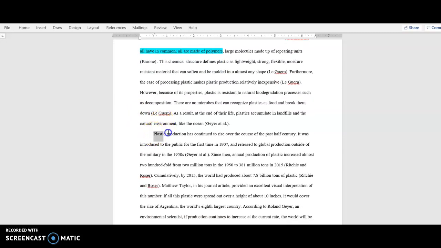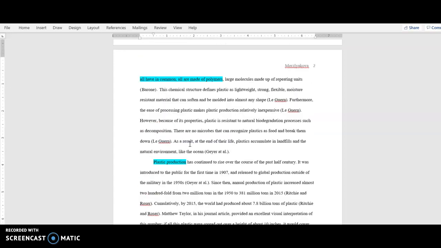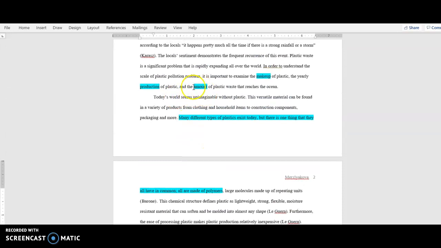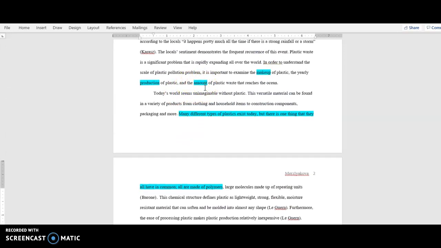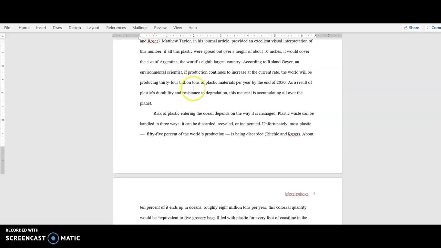Plastic production has continued to rise over the course of the past half century. She told us that she was going to talk about plastic production as the second body paragraph, and here she has done it. Her topic sentence, her first sentence, tells us what's coming up in the paragraph, and it matches perfectly with the forecast. The forecast finally says we're going to learn about the amount of plastic waste that reaches the ocean in the third body paragraph. Risk of plastic entering the ocean depends on the way it is managed. Okay, plastic entering the ocean.